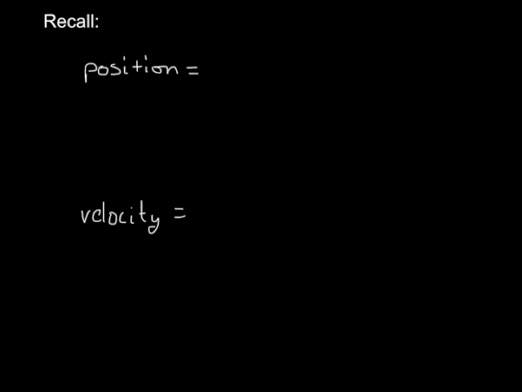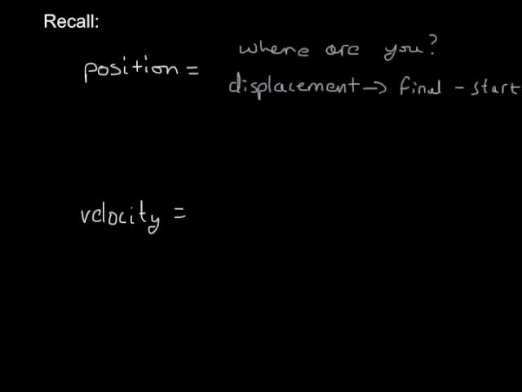Last chapter we started talking about two topics: position and velocity. We can define position as the idea of where are you? Where are you in space? Like, where's Waldo? Where are you? And one way we talk about that is with displacement.